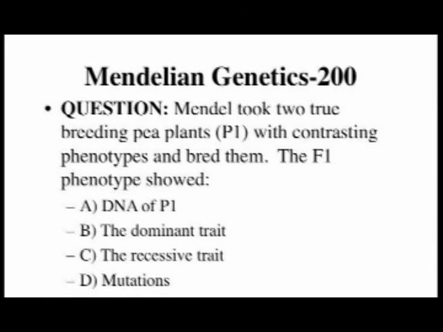Mendel took two true breeding pea plants with contrasting phenotypes and bred them. The F1, or first filial generation of phenotype, showed A, DNA of P1, B, the dominant trait, C, the recessive trait, or D, mutations. The answer is B, the dominant trait.